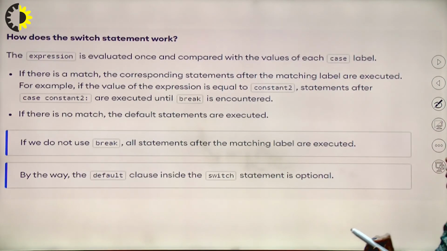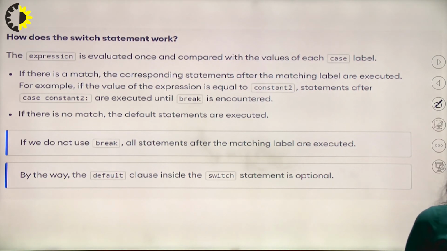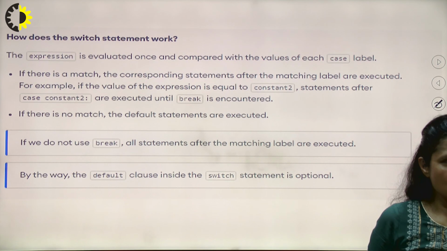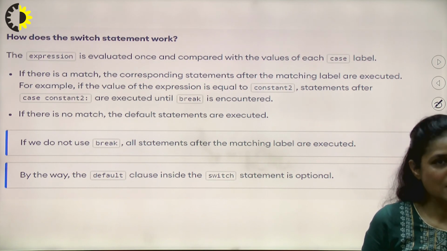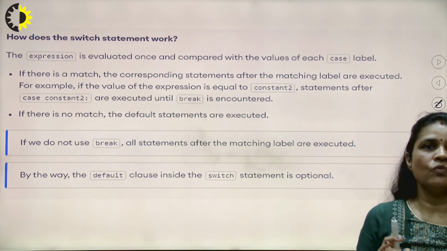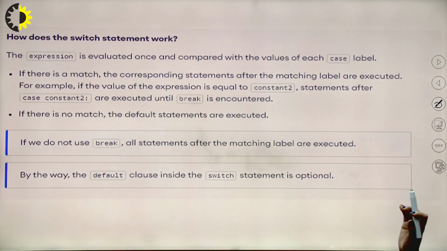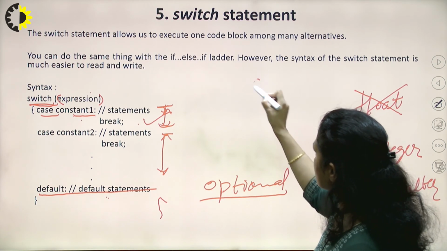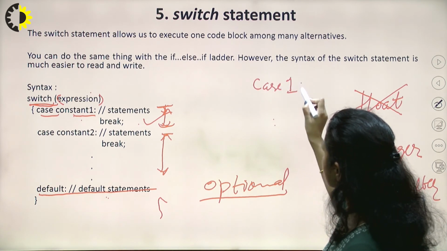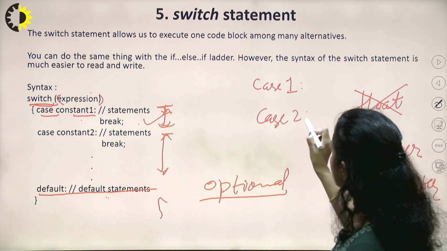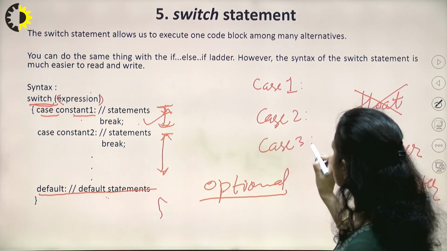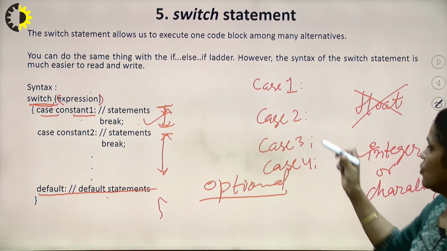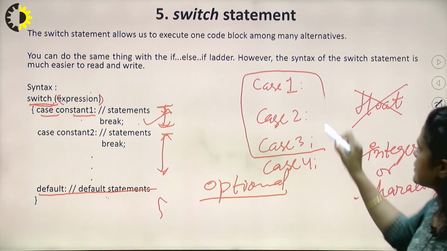Okay, so let's go deeper into how this switch case will work. What is here in the switch case statement? The expression is evaluated once only and compared with the value of each case level. Here we can see this is the level. If we have 4 alternatives, we can write case 1, case 2, case 3, case 4, like this.